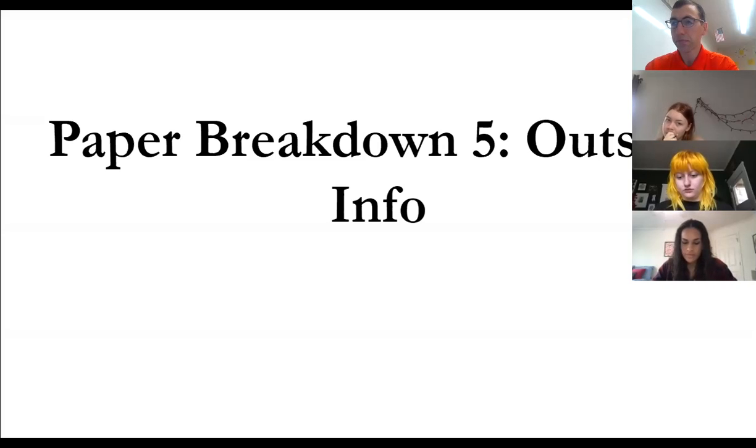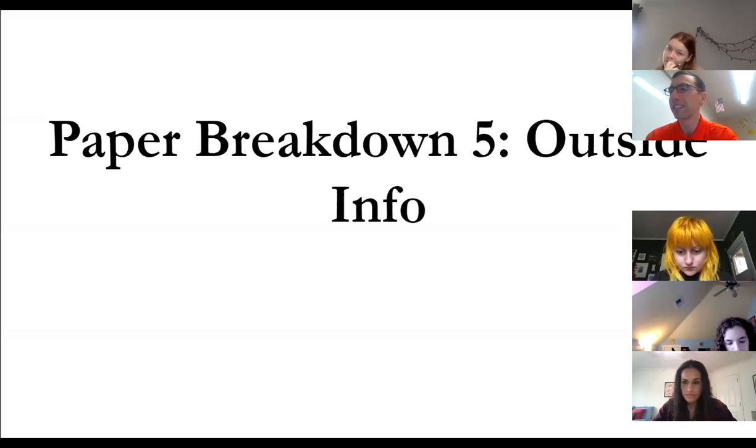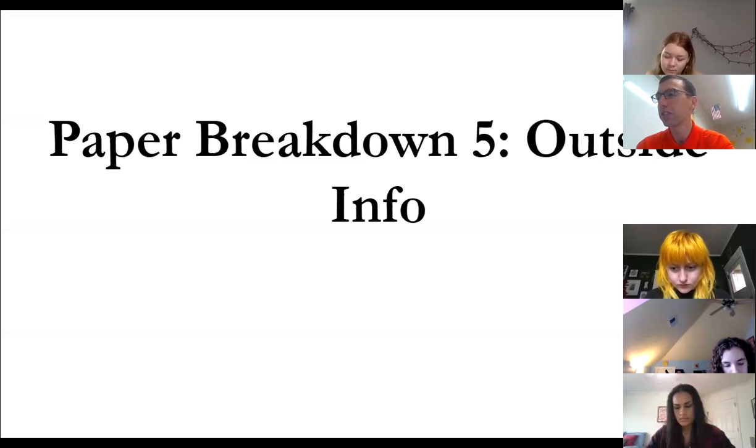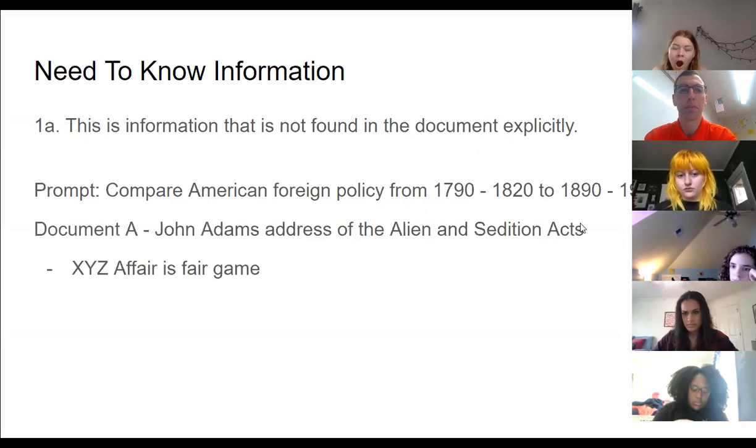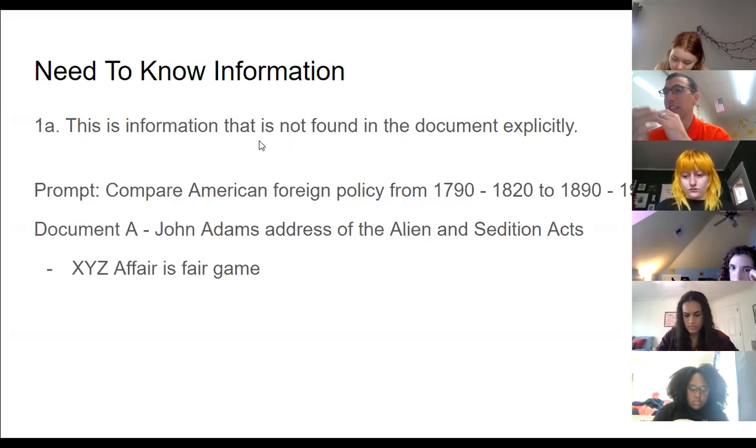All right. So the first thing that we're going to talk about is outside information. There's just a couple of key facts that you need to make sure you understand for how to get the outside information points. Outside information is going to be worth 10 points on your paper. All right, so the first thing that you need to know is that this cannot be found in the document explicitly, meaning it cannot be information that is discussed in the document, but that explicit part is important.